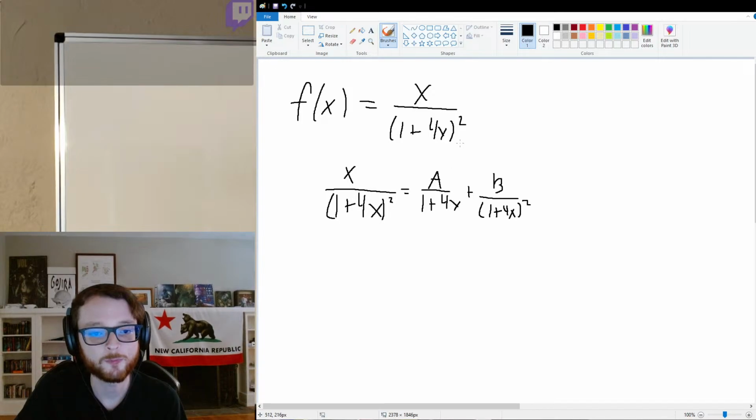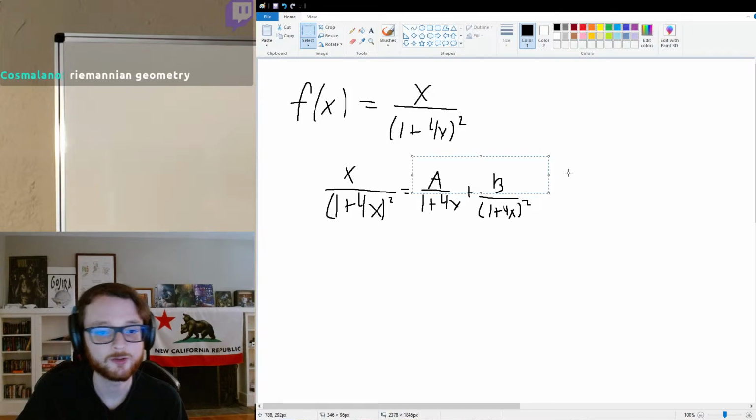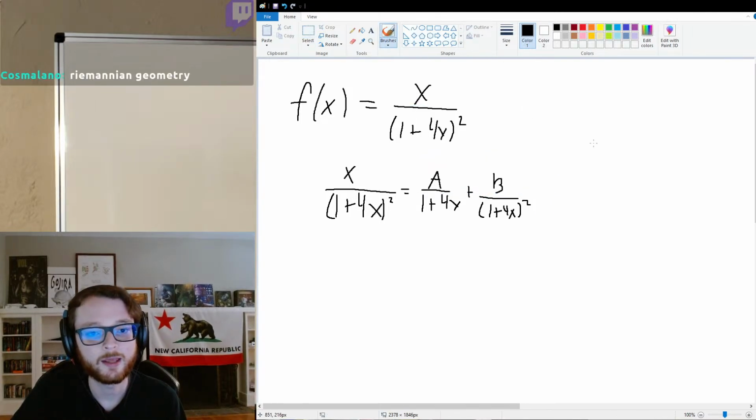So I'm thinking about partial fractions because this a and b are just going to be constants rather than the x. And then we can look for tricks like in Paul's notes, I guess. Even this is really annoying.